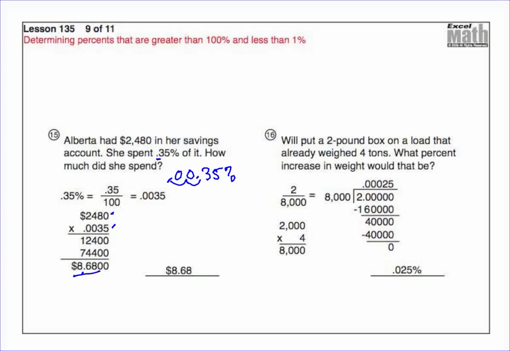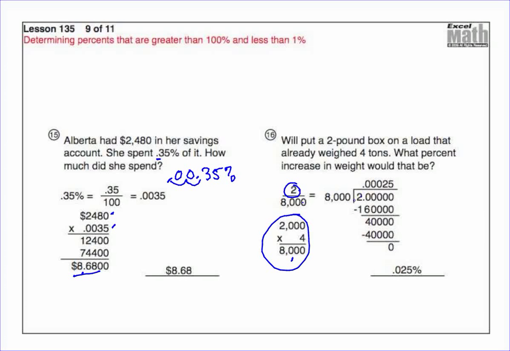We'll put a 2-pound box on a load that already weighed 4 tons. What percent increase in weight would that be? Well, right here they figured out that 4 tons is 8,000 pounds. He added 2 pounds to 8,000 pounds. What we're going to do is put the 2 on the inside of our division problem, because remember, this top number is the dividend, the number on the inside. We're going to divide that by 8,000.